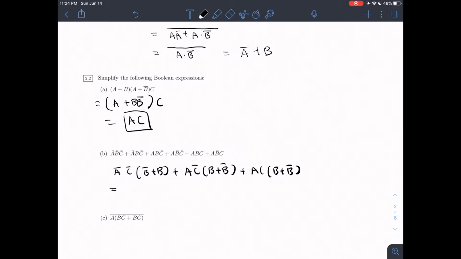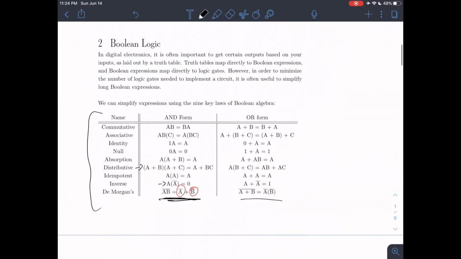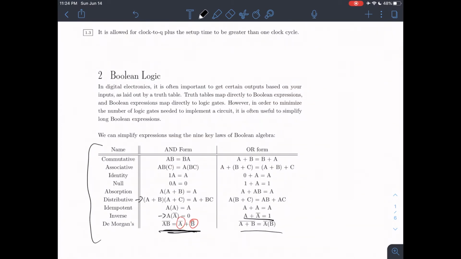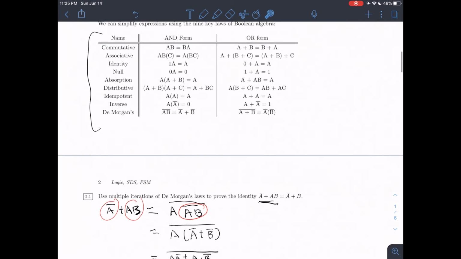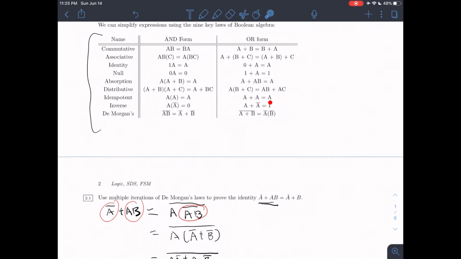This is going to be equal to not A, not C, plus A, not C, plus AC, because not B plus B is going to be equal to 1, based on the inverse law of the OR form over here. And this is going to be equal to not A, not C, plus A, not C, plus A, not C, plus AC. And the reason why you get A times not C plus A times not C is because A plus A is equal to A.